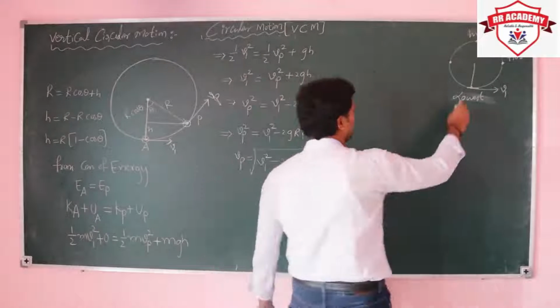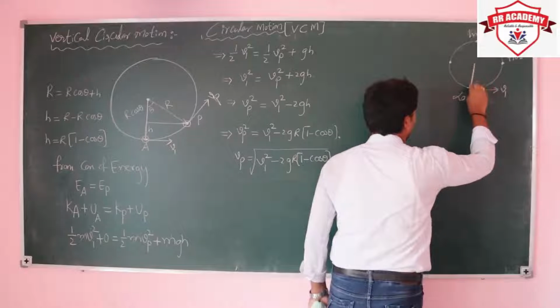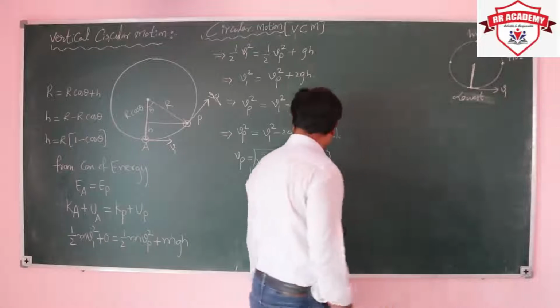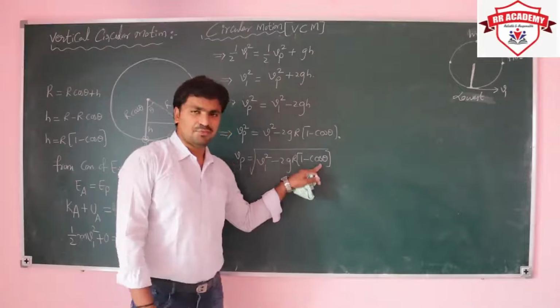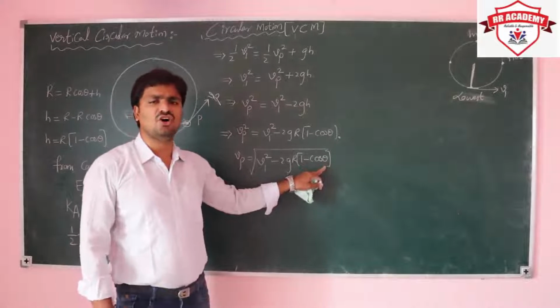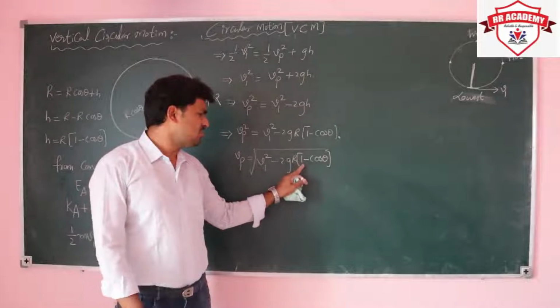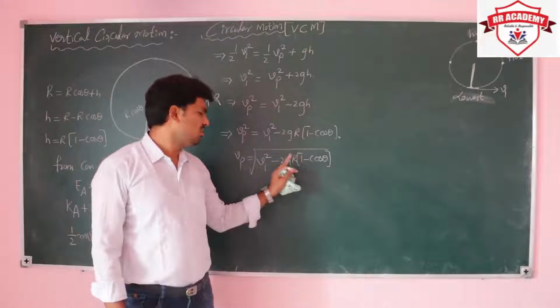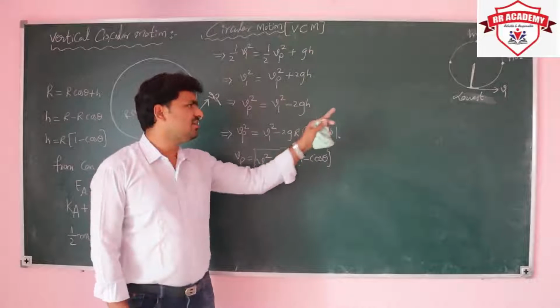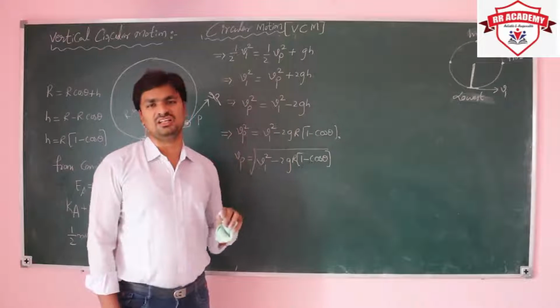From here onwards we are taking the reference. When we are taking 0, just put 0 here. If you put 0, cos 0 is 1, then the expression goes to 1 minus 1, 0. So the velocity at point P is equal to v1. No need to take that.